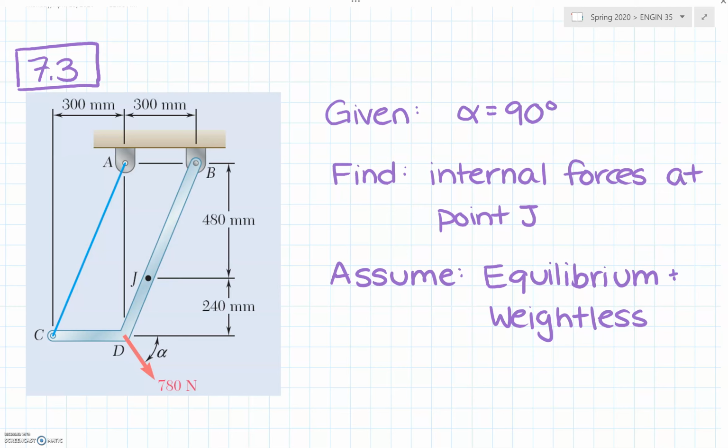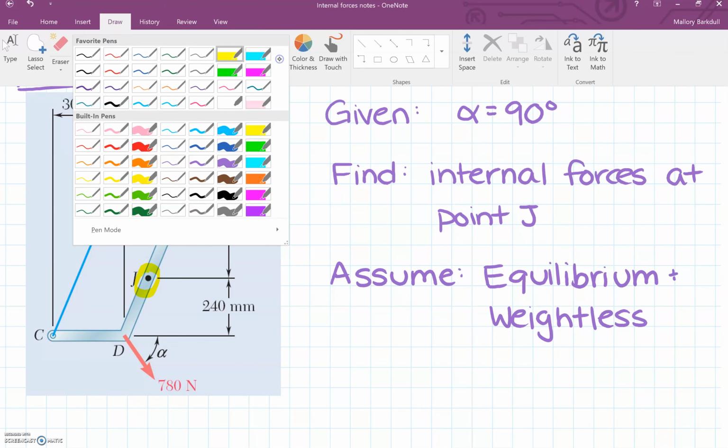In this video, we are going to solve problem 7.3 from the book. This involves solving for internal forces and bending moments. The problem gives us that alpha is 90 degrees, and asks us to find the internal forces at point J, which is this point right here. We're going to assume that we're in equilibrium and that the system is weightless.